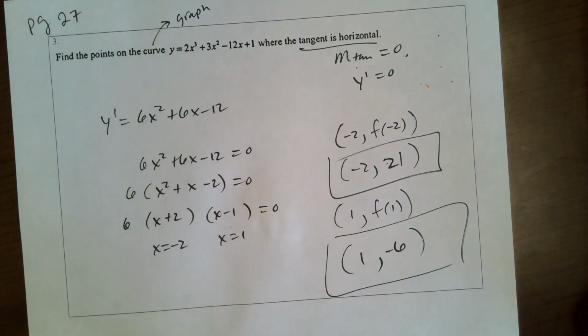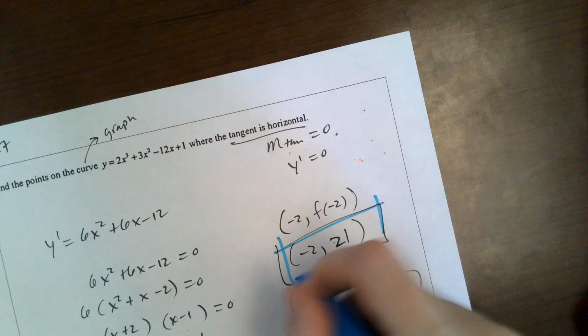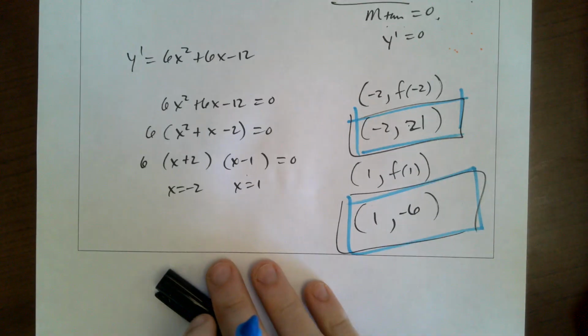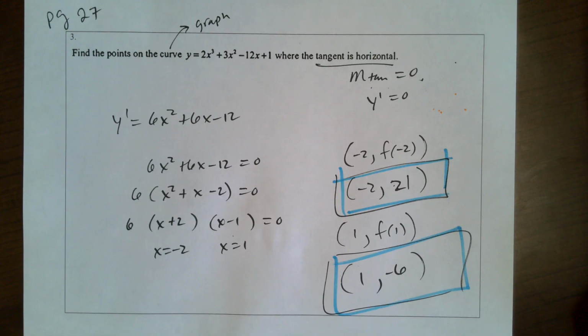All right, guys, so those are the answers. Okay, these are the two points on the graph where the tangent line is horizontal.